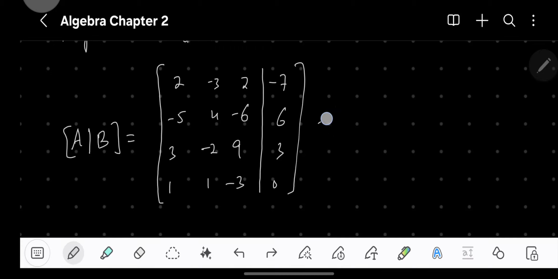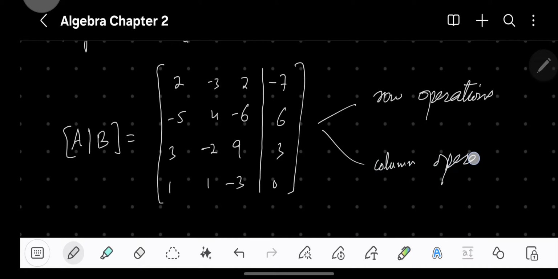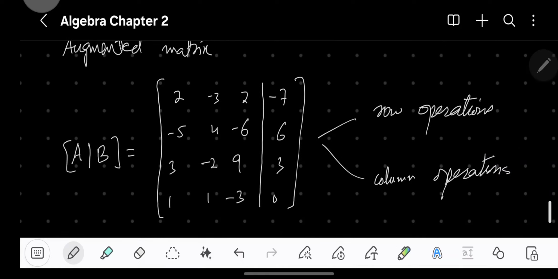Those operations will sometimes be row operations and sometimes they will be column operations, but I will probably give you only row operations. Okay, we will not use the column operations, but whenever we need we can use them, but our main focus will be on the row operations.